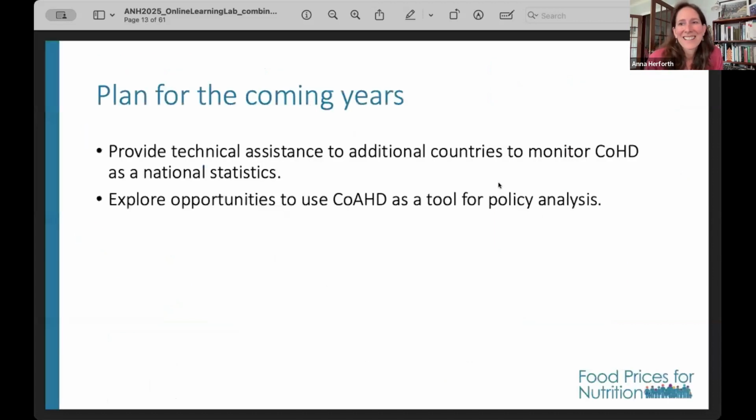And in the coming years, as this particular grant is coming to a close this summer, the work doesn't stop. The plan for coming years is that there will be scaled up technical assistance to more countries than just those that could be covered within a grant to be able to monitor the cost of a healthy diet as national statistics, as Nigeria does, which you'll hear more about. And also what we're focusing on today, to explore further use of the indicators as a tool for policy analysis and action to improve food systems for healthy diets and nutrition.